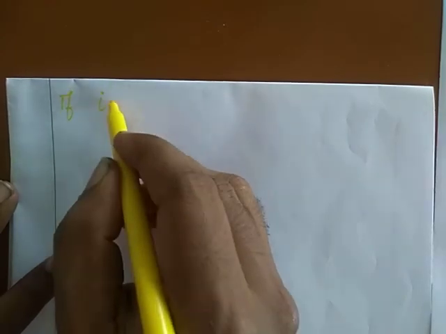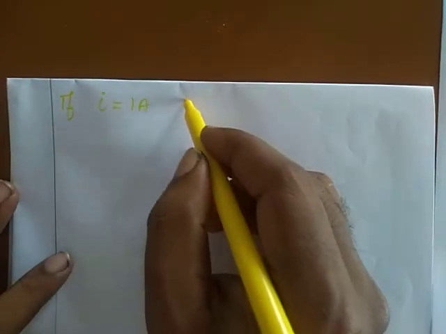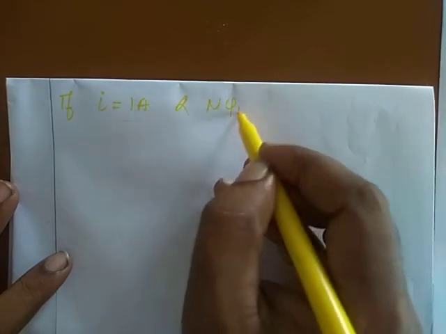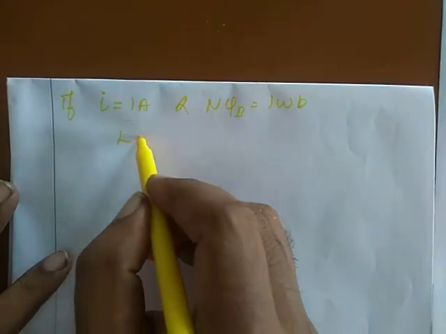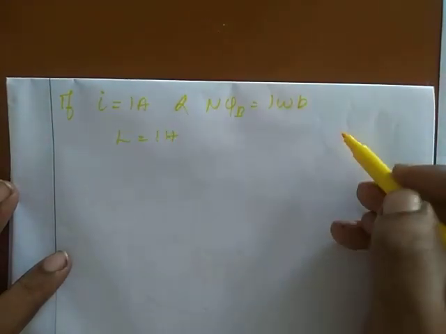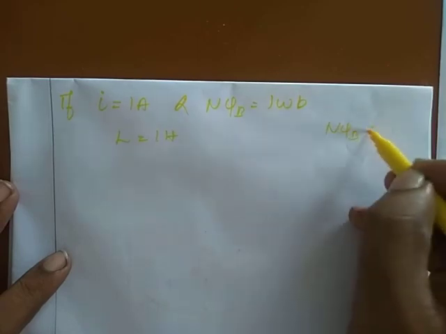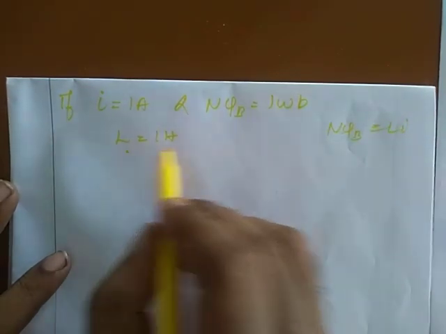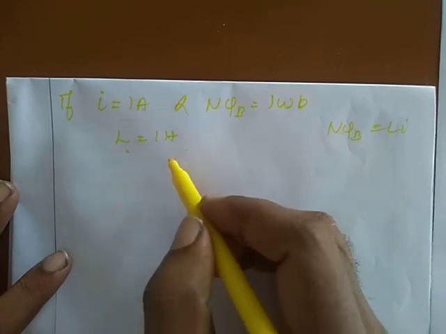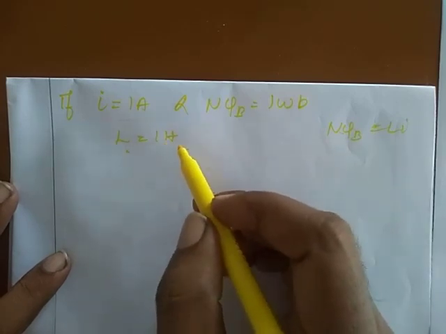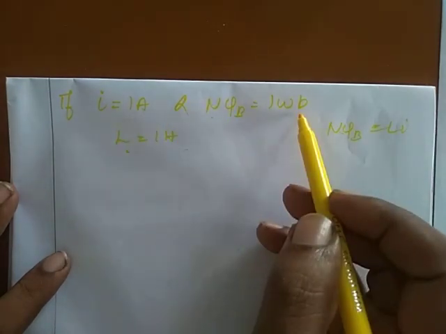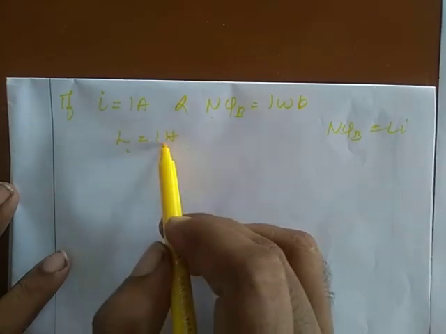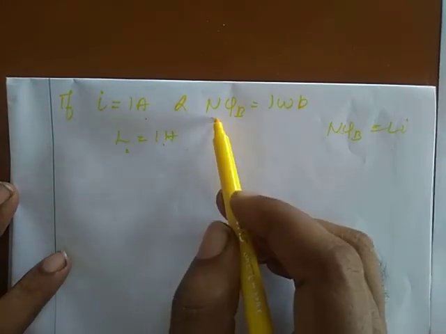Suppose current I is equal to 1 ampere and n phi b, flux linkage, is equal to 1 Weber turn. Then we can write L is equal to 1 Henry, because we know the relation n phi b is equal to Li. Substituting this we get L is equal to 1 Henry. We can state inductance as: the inductance of the coil is said to be 1 Henry if 1 ampere current produces a flux linkage of 1 Weber.